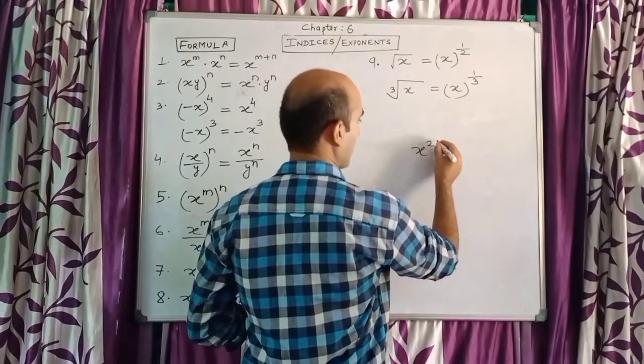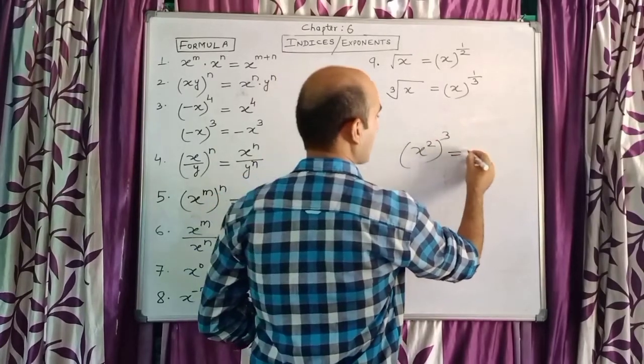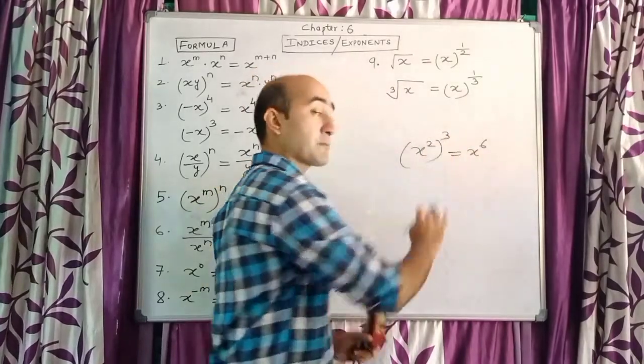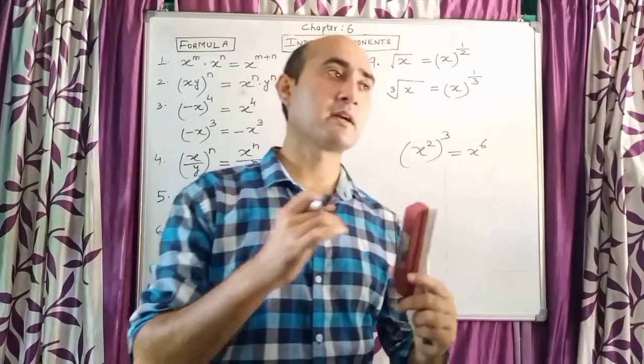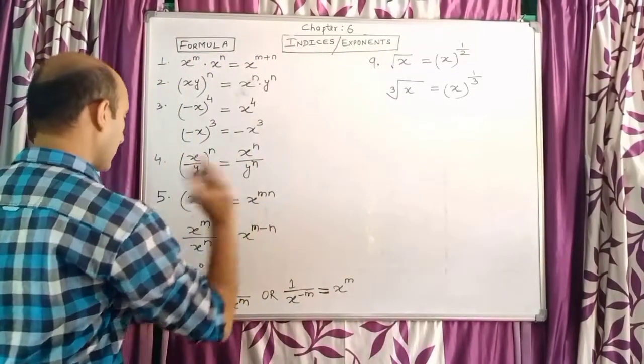Suppose I have x square and then to the power cube. So there are two powers. Then our result is x power 6. That means 2 3s are 6. Interior power and exterior power, they multiply. So that is what I wrote here, children. So this is also done.